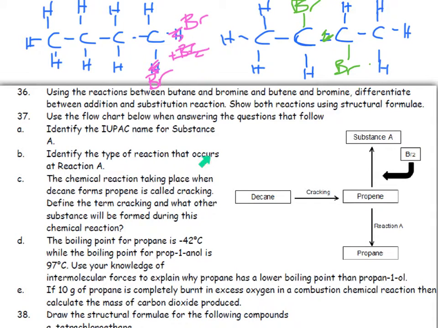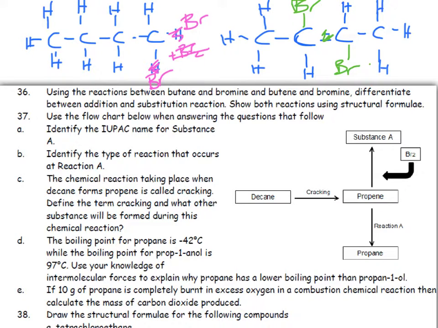Identify the type of reaction that occurs in reaction A, where propene becomes propane. That is an addition reaction or a hydrogenation reaction. Obviously, I must have added hydrogen to change the ene into an ane. The chemical reaction taking place when decane forms propene is called cracking. Define the term cracking and what other substance will be formed. You'll always get hydrogen being given off, but cracking is taking long carbon chains and breaking them into smaller carbon chains.